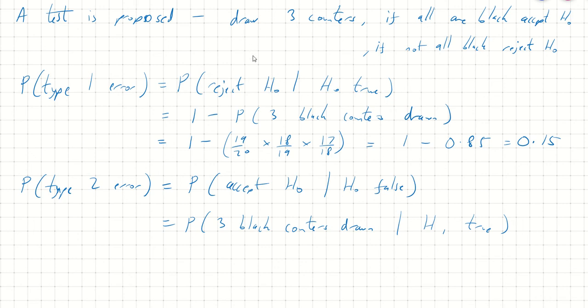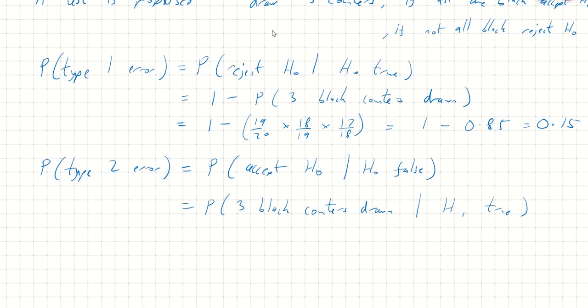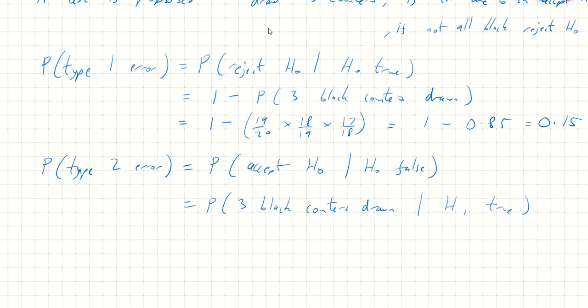Well, in H1, I started with 10 white counters and 10 black counters. So the probability the first one is black is 10 out of 20. The probability the second one is also black is then 9 out of 19. And the probability the third one is black is 8 over 18. And if I do this multiplication, I get 0.105. So my probability of a type 1 error is 0.15. My probability of a type 2 error is 0.105.